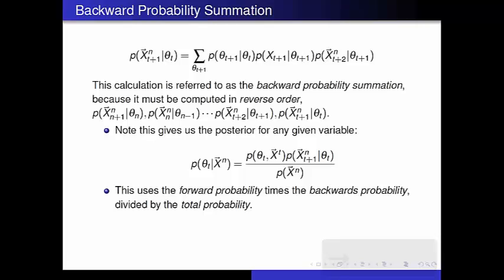Then, to compute the posterior probability for a specific theta t conditioned on the entire observation sequence, it's simply the product of the forward probability up to theta t, the backwards probability after theta t, just divided by the total probability of the observations, which we already got from the forward probability summation. Okay? This gives you the ability to compute the posterior probability of any hidden state conditioned upon the complete set of observation data.